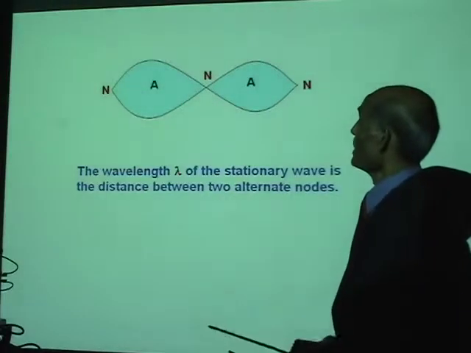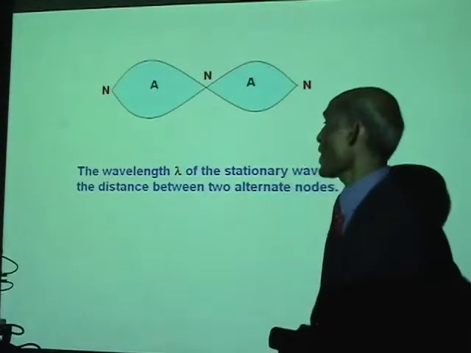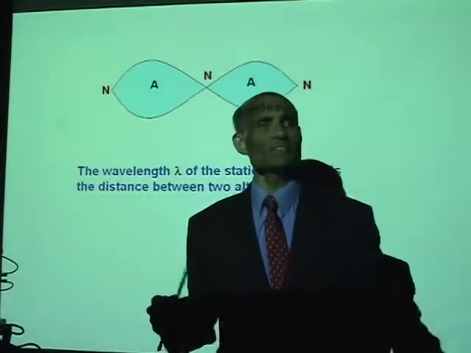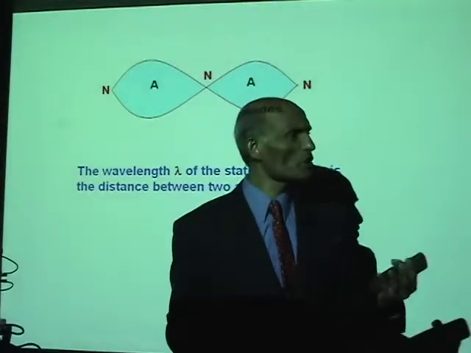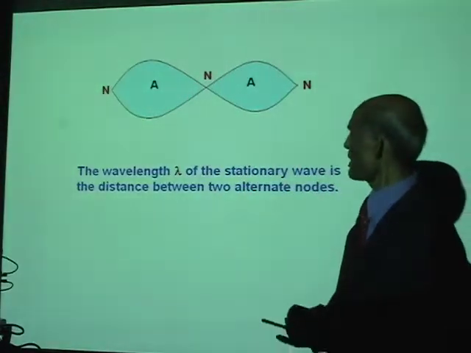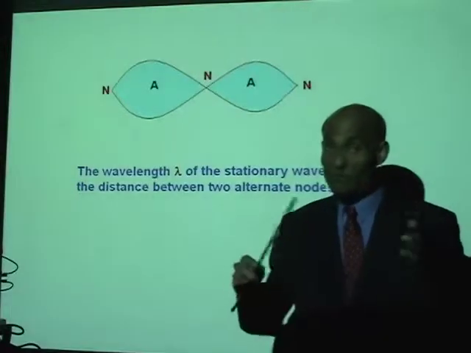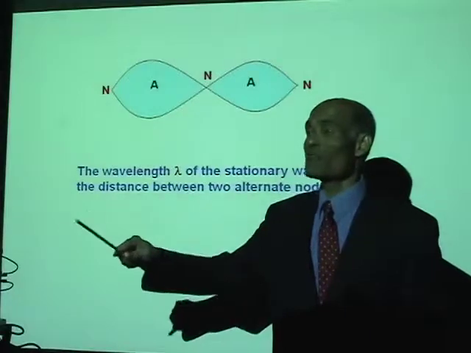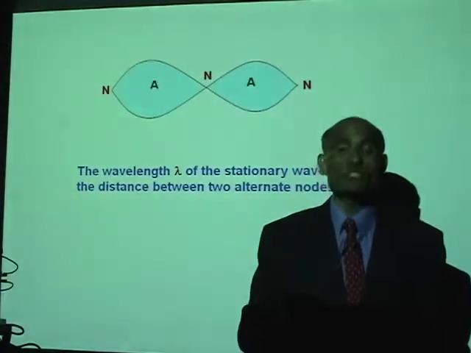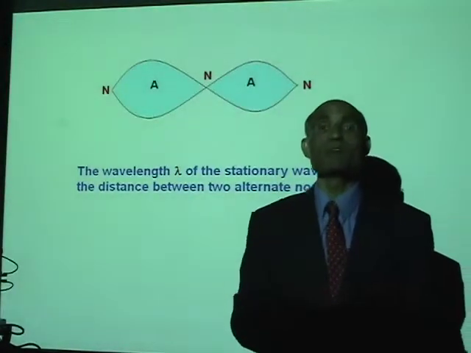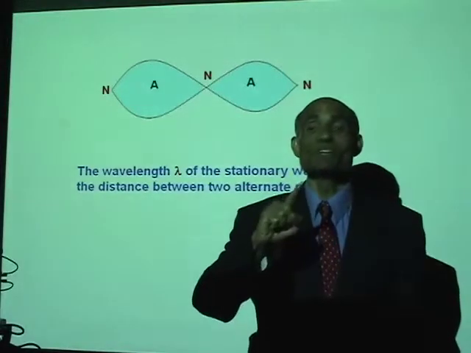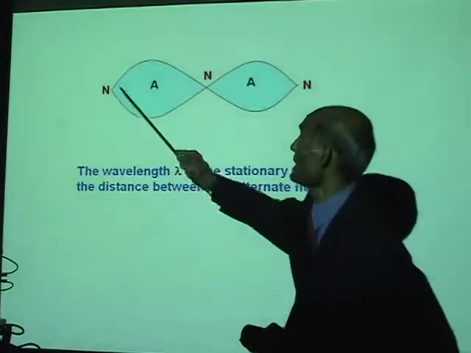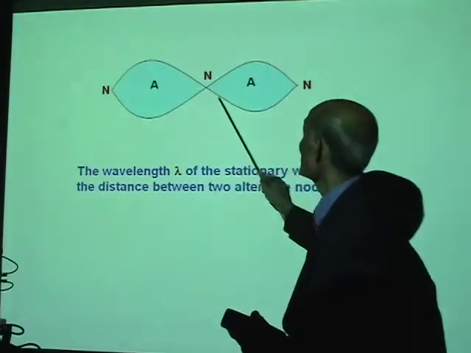Okay, the wavelength lambda of a stationary wave. Now, anybody know how we define wavelength? That's something that you cannot forget. What's the definition of a wavelength? Well, I gave you different definitions. A wavelength is the distance advanced by the wave by the time a particle completes one vibration. In other words, the distance advanced by the wave in one period. And you know that this is one complete wave.